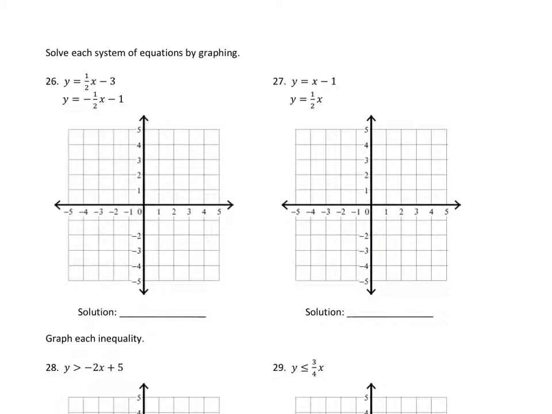Solve each system by graphing. So what you want to do is graph each line. The first line I'm going to graph in blue. I start at -3, and I can either go up 1, right 2, up 1, right 2, or down 1, left 2. And I connect my dots. Then I'm going to draw the red line. I start at -1. I go down 1, right 2, down 1, right 2, up 1, left 2.